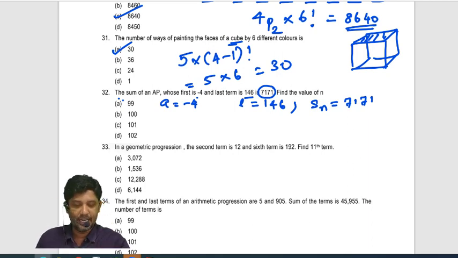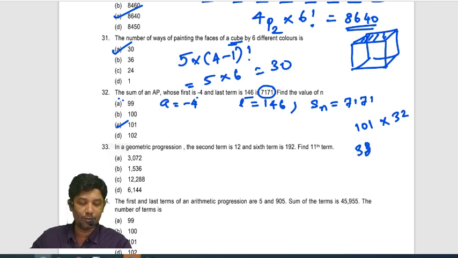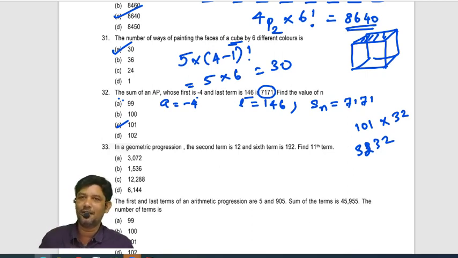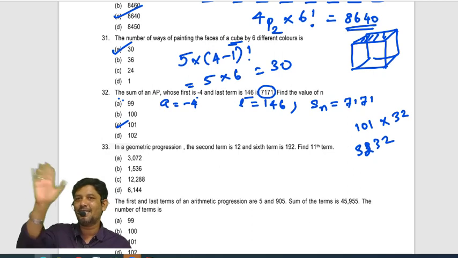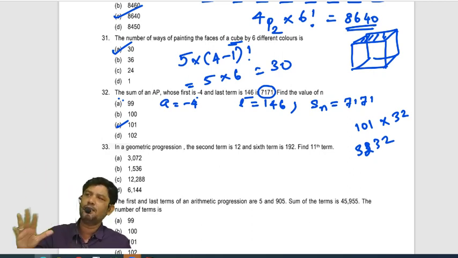I'll tell you. Any two-digit number, you multiply by 101. For example, I am going to multiply some number 32. Always you get 32 repeated. For example, 96 I am multiplying by 101. What is it? 9696.